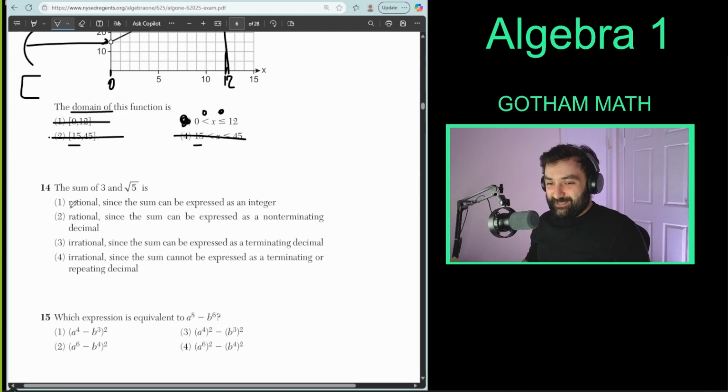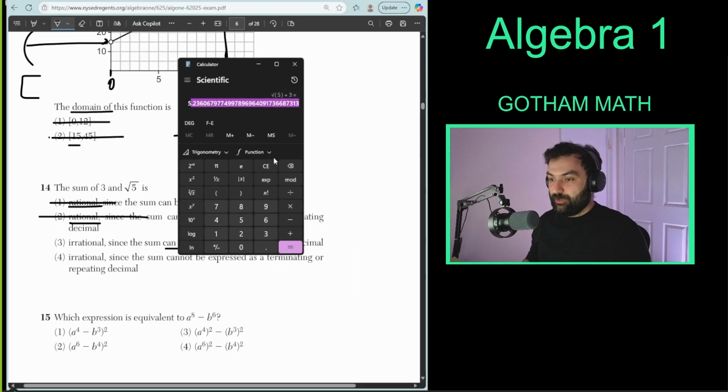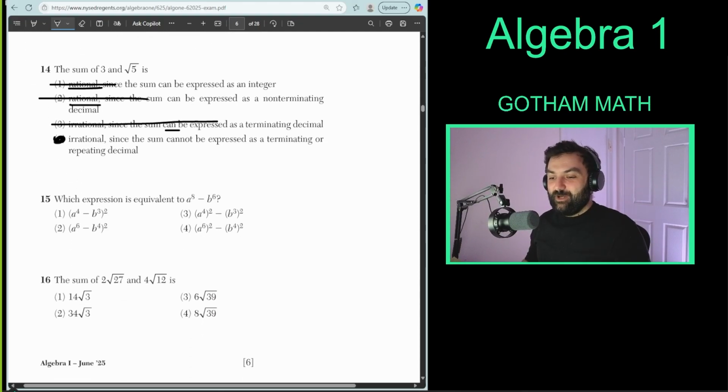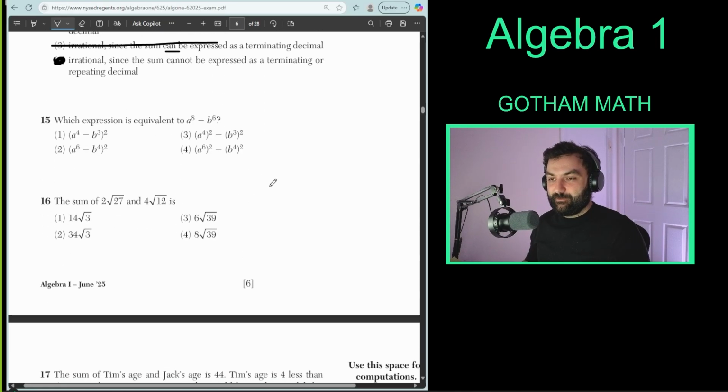So the answer cannot say rational. Wrong. Rational, wrong. Irrational. Since the sum can be expressed as a terminating decimal, no, it cannot be. It's not a terminating decimal. We just saw that here. Never-ending decimal. Wrong. That's so easy, guys. Such an easy test. I don't know how someone would get a low grade on this algebra regents. I'm telling you guys, they're making it easier.